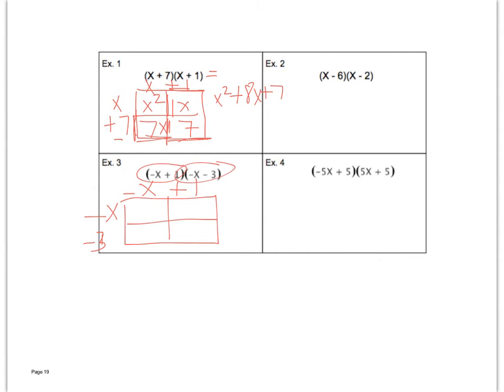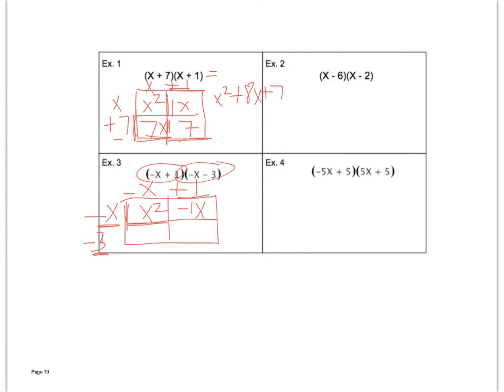It really doesn't matter. Just be careful with your negatives. So this one, it's -x times -x, which would be positive x squared. Right, a negative times a negative is a positive. And then here, -x times +1 makes -1x, right? A negative times a positive.